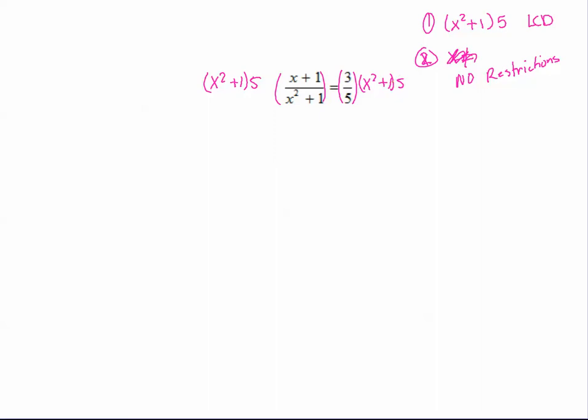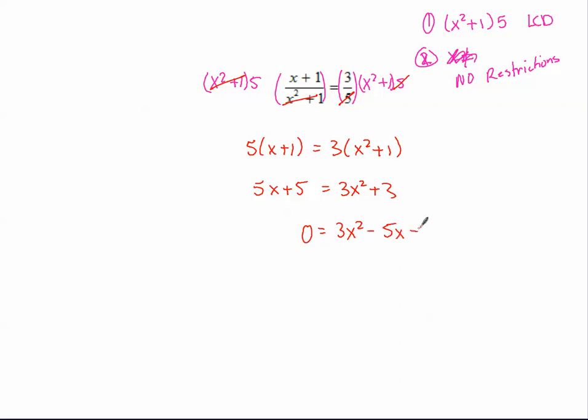Okay, so let's see what cancels out. x squared plus 1, x squared plus 1, and I'm left with 5 times x plus 1 is equal to, on this side, the 5 and the 5 go away, and I'm left with 3x squared plus 1. So now I want to solve this. So I have 5x plus 5 is equal to 3x squared plus 3. This is a quadratic. My quadratic term's on the right side, so I'm going to move everything to the right side. So I have 0 is equal to 3x squared minus 5x minus 2.